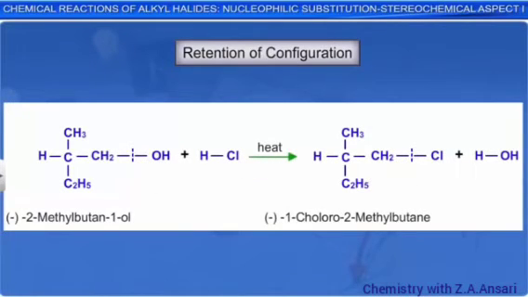In general, if there is no detachment of the bond attached to the stereocenter in the chemical transformation, then the product will have the same configuration of the groups around the stereocenter as that of the reactant or the substrate. Such a reaction is said to proceed with retention of configuration. In the reaction that takes place when -2-methylbutan-1-ol is heated with concentrated hydrochloric acid, there is retention of configuration as shown here.